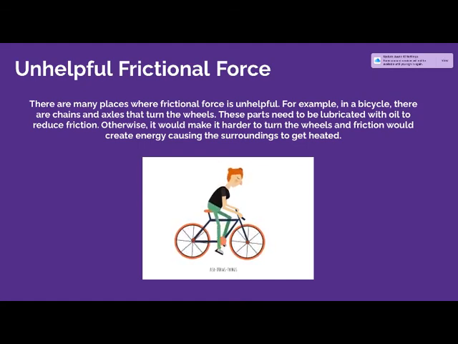Lubrication, or lubricant as I said, is any substance that allows the friction to minimize and the movement to be smoother. Many times in our old bicycles, our chain would get rusted, which would not allow us to cycle anymore. This is when we would put oil to reduce the friction. Otherwise, it would make it harder for the wheels to turn, and the friction would create energy, causing the surroundings, or the chains in this case, to get heated.